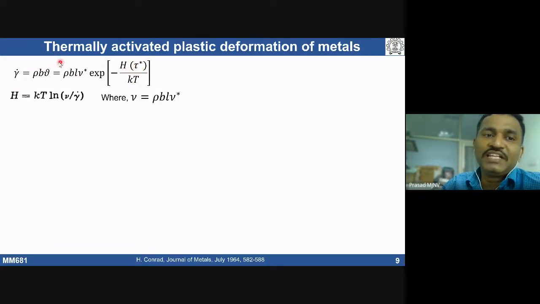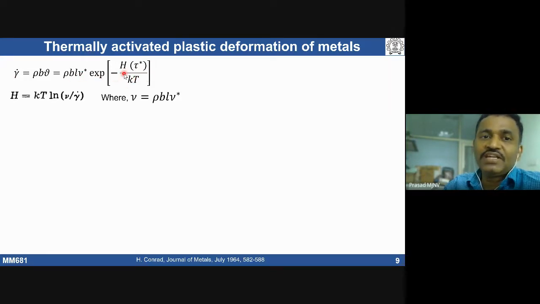So this is basically what we are seeing according to the Becker equation in the first slide we showed: strain rate equals nu exponential of minus H by KT. The same thing, even the Orowan equation, has been extended to represent how the strain rate varies with the temperature.